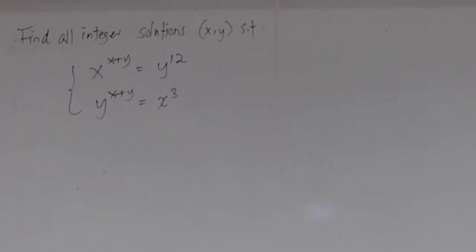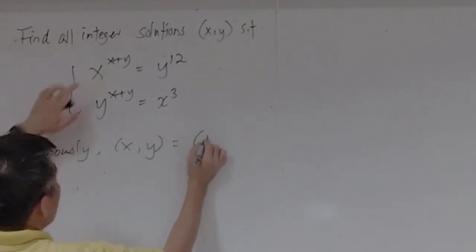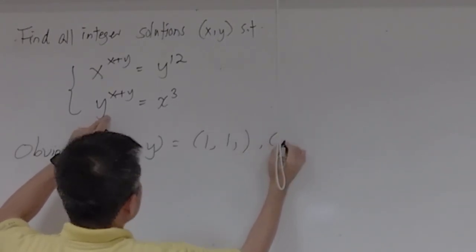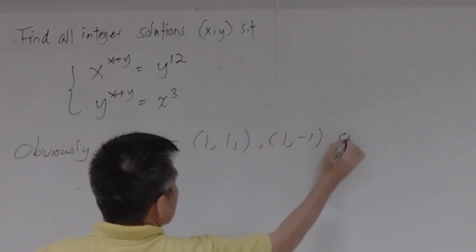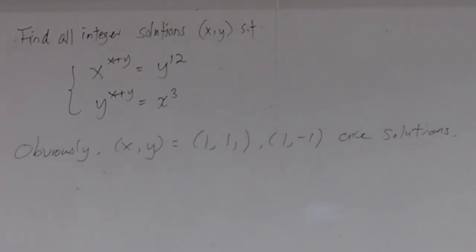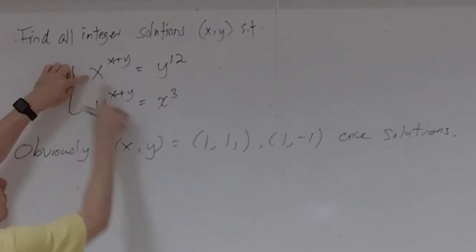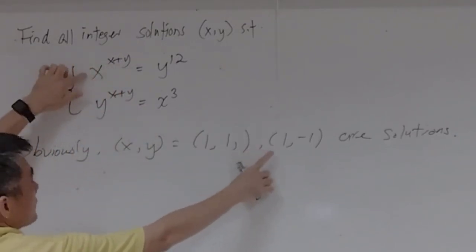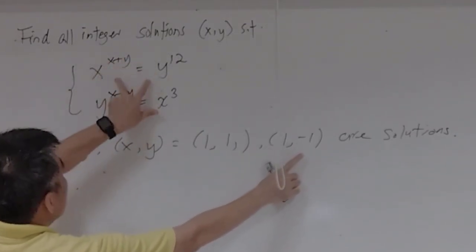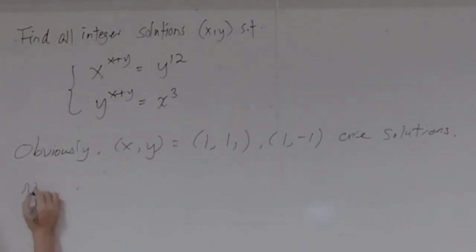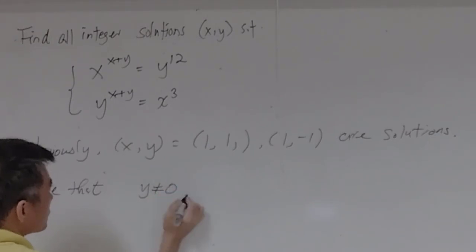So first of all, it is obviously x, y equals (1, 1) and (1, -1) are solutions. When x equals 1 and y equals 1, it satisfies the equation. When x equals 1 and y equals negative 1, both equal 1. Likewise for equation 2.